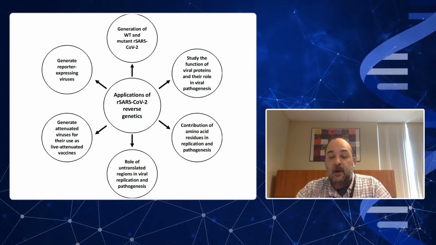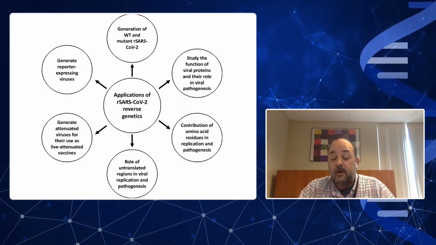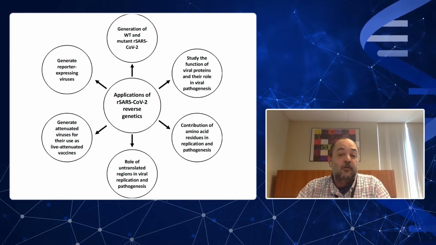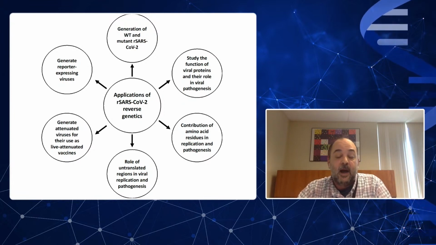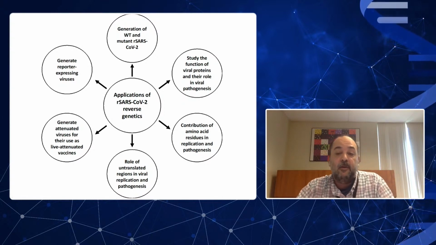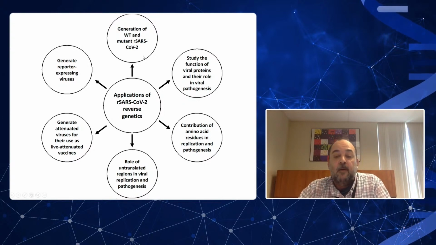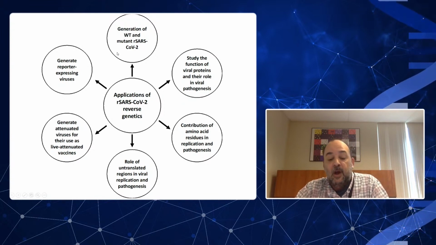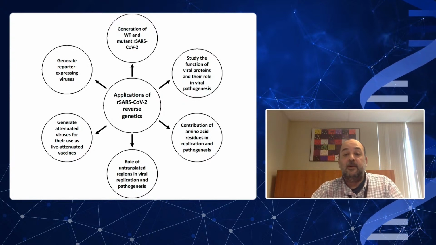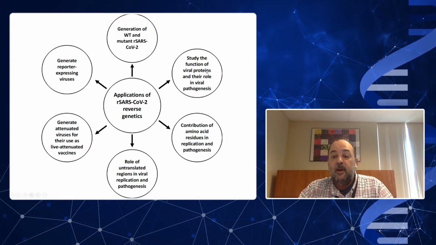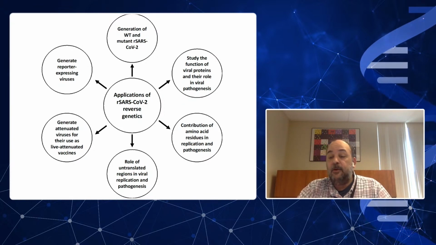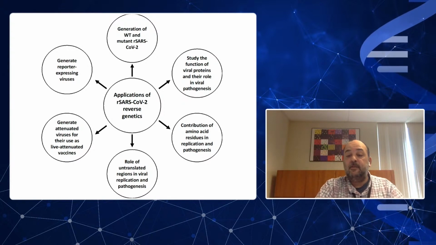And the reason is because reverse genetic techniques are probably, if not the most powerful tool in modern virology, since they allow you to generate recombinant viruses in the lab, not only wild type, as I showed you in the previous part of the presentation, but also recombinant viruses containing mutations, and allow you to answer important questions in the biology of SARS-CoV-2. For instance, we can now use these reverse genetic approaches to study the functions of viral proteins and their contribution in viral pathogenesis.